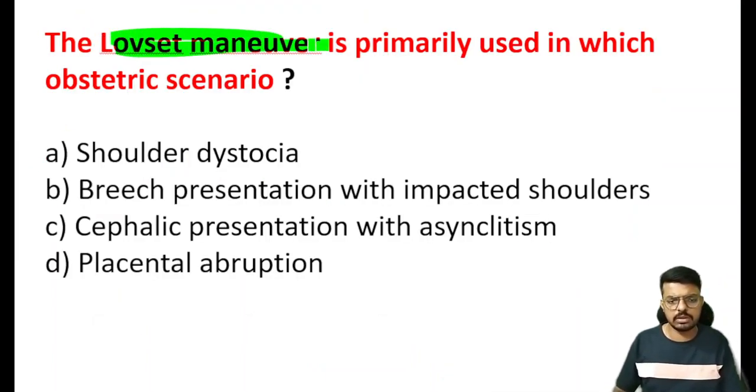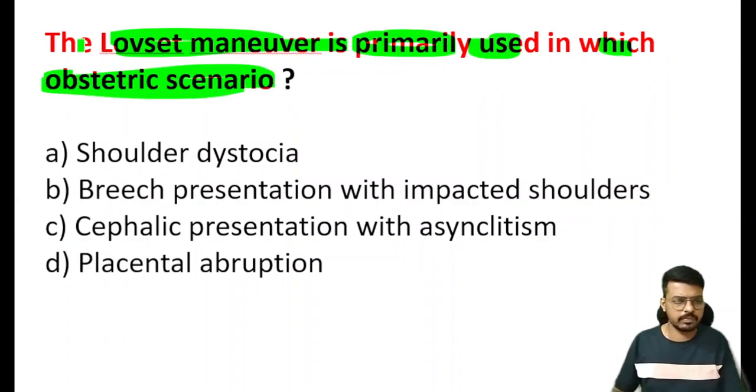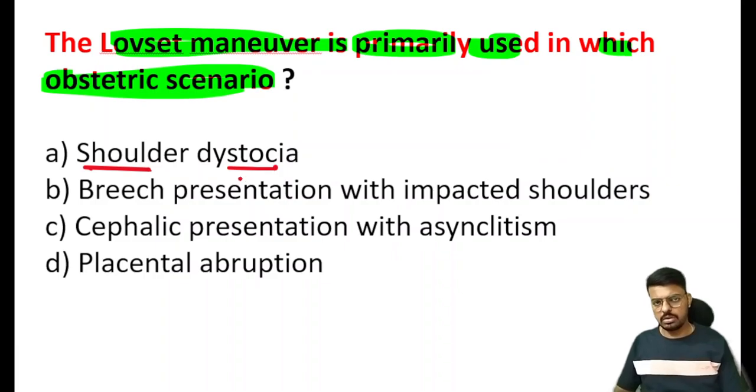The Lovset maneuver is primarily used for which obstetric scenario? Don't go for option A. I have discussed shoulder dystocia, and all its maneuvers are in shoulder dystocia only, where we use the McRoberts maneuver, the single best and first maneuver in shoulder dystocia.